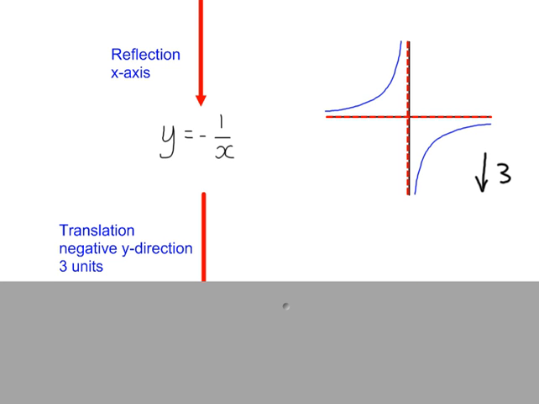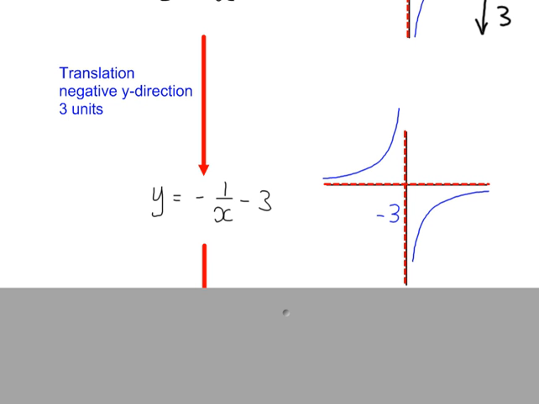Now we're going to move the graph down by 3 units. So the new equation is y equals minus 1 over x minus 3, because we're going down by 3 units. So the graph moves down, including the horizontal asymptote, all moving down by 3 units.